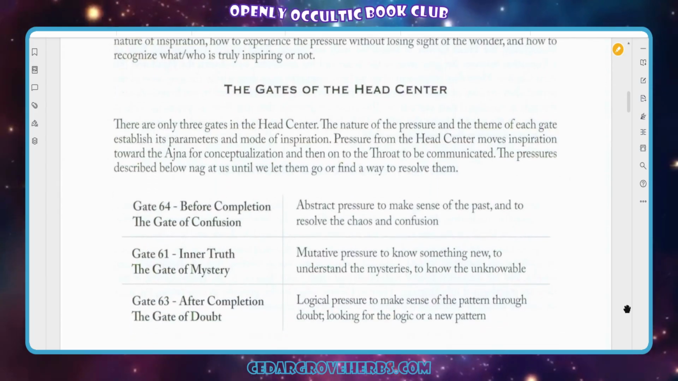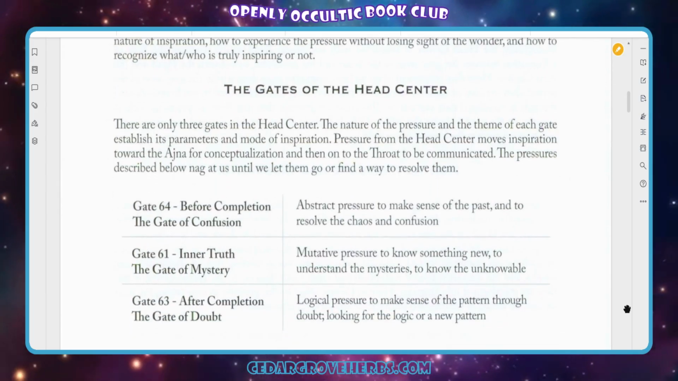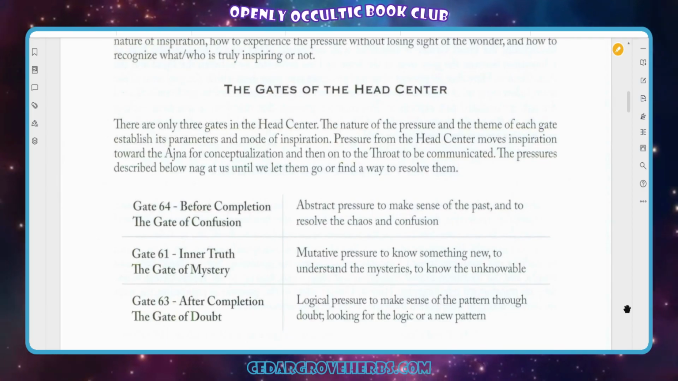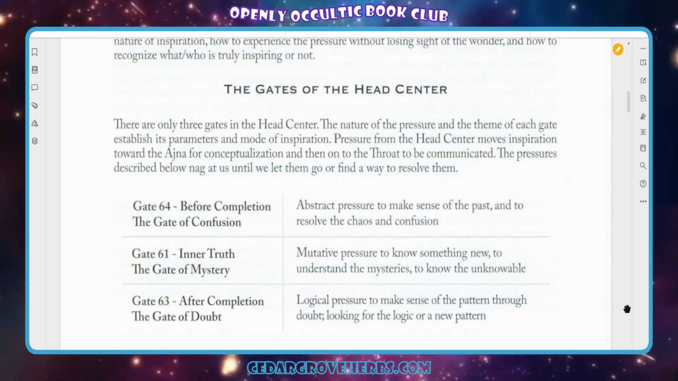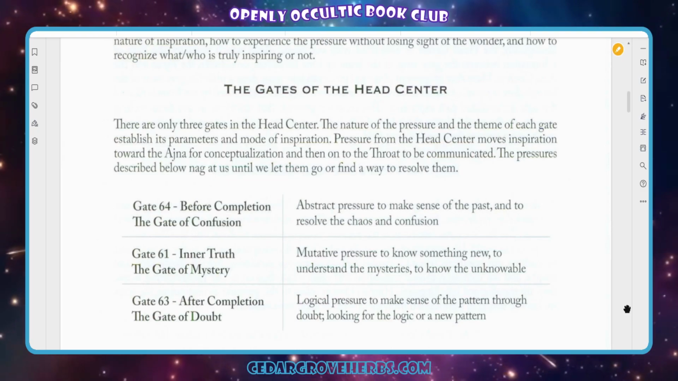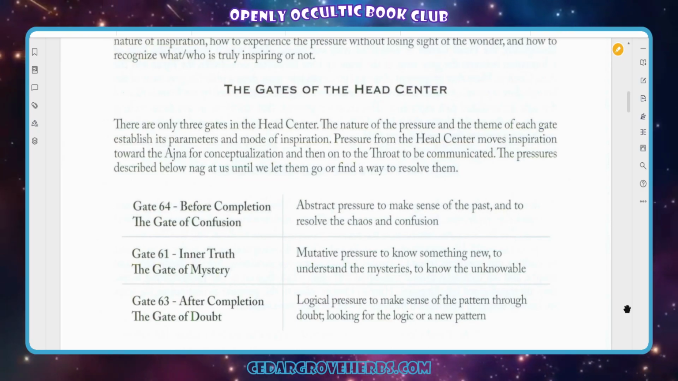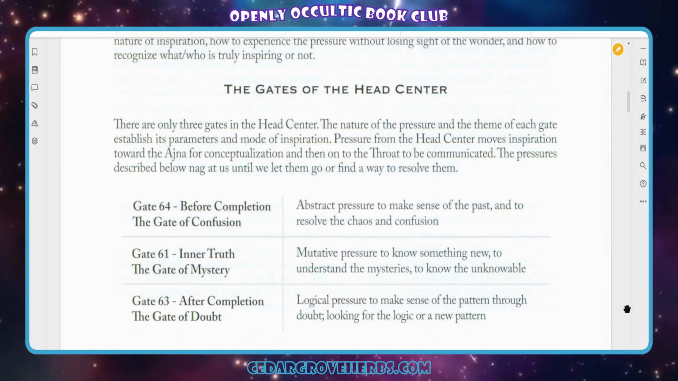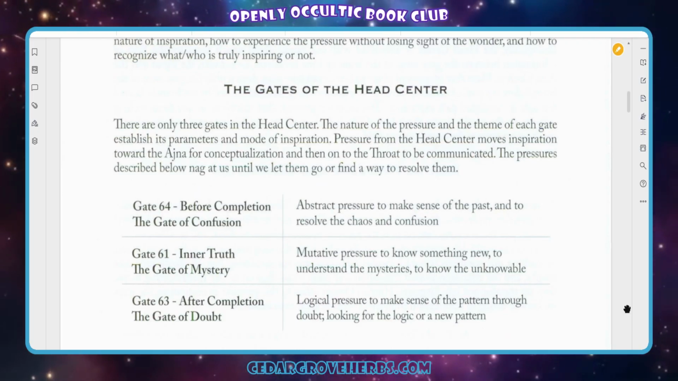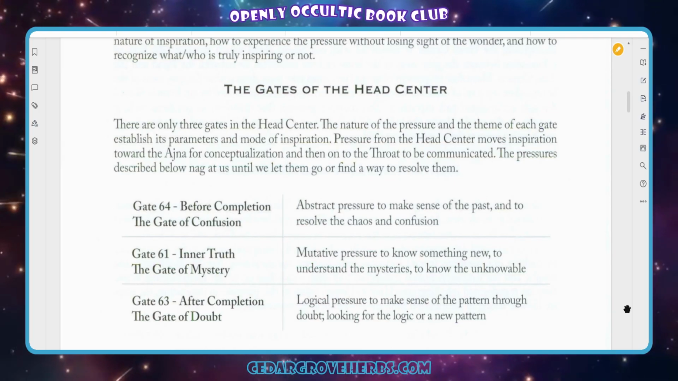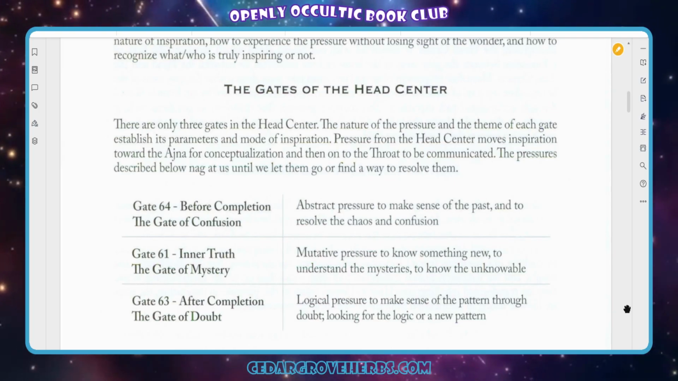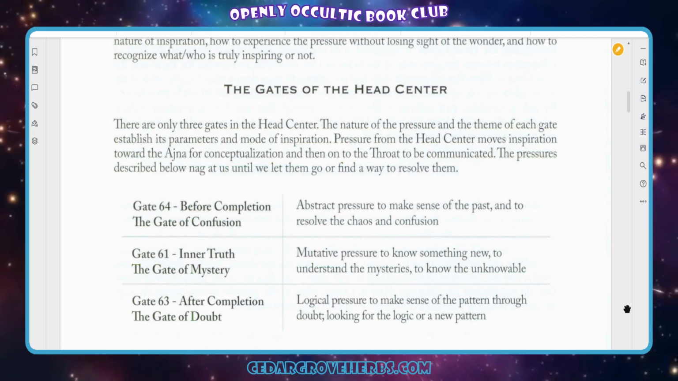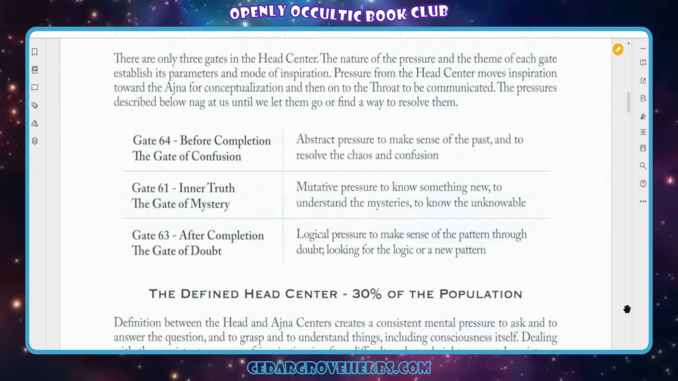The gates of the head center. There are only three gates in the head center. The nature of the pressure and the theme of each gate establishes its perimeters and mode of inspiration. Pressure from the head center moves inspiration towards the ajna for conceptualization and then on to the throat to be communicated. The pressures described below nag at us until we let them go or find a way to resolve them.